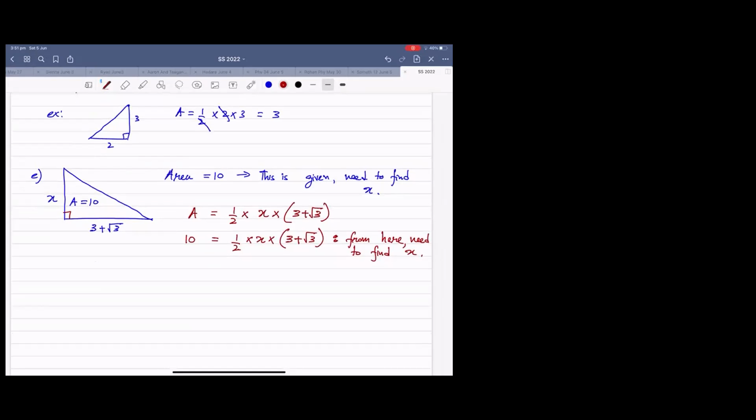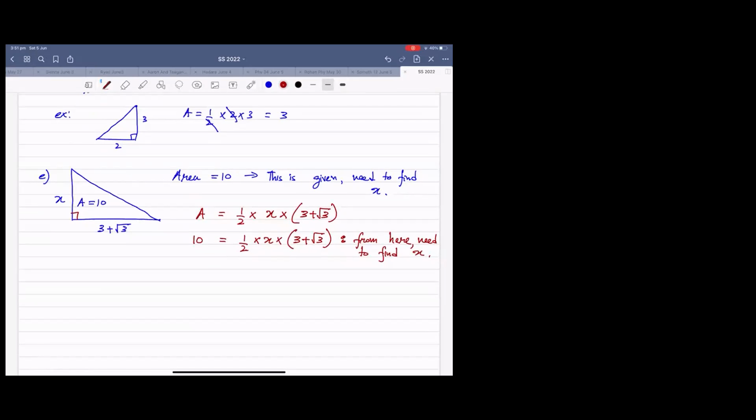So how do you do that? Okay, I will explain it to you. Just watch what I'm doing here. Half times X times 3 plus square root 3. Look what I'm doing. Now this is a simple equation solving, right? So you need to isolate X. That's the goal. Isolate X.